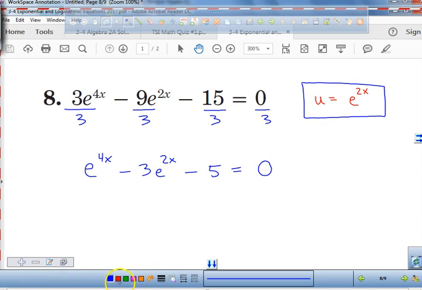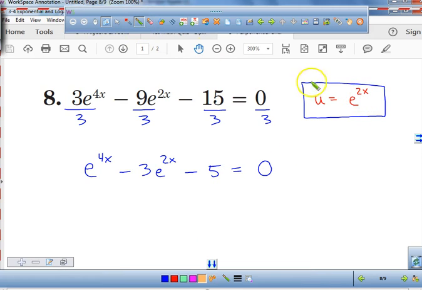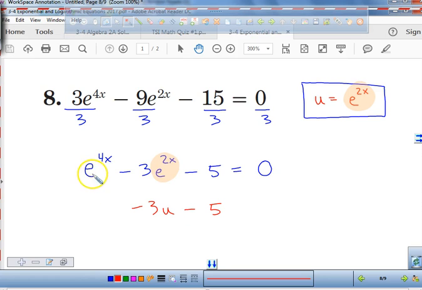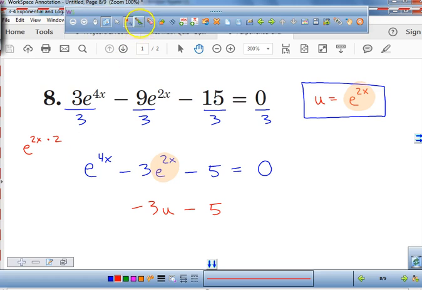Alright, now that we've done this, wherever we see this e to the power of 2x, we're going to replace it with what letter? We're going to replace it with a u. So we'll put minus 3u minus 5. Now before I replace this with u, I want you guys to understand e to the power of 4x is e to the 2x times 2. So right now, I'm going to replace this part with a u, so it would be u squared.